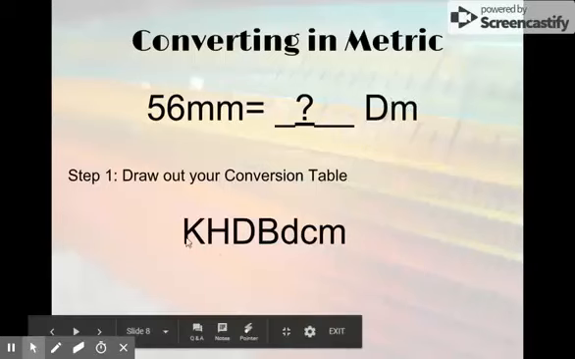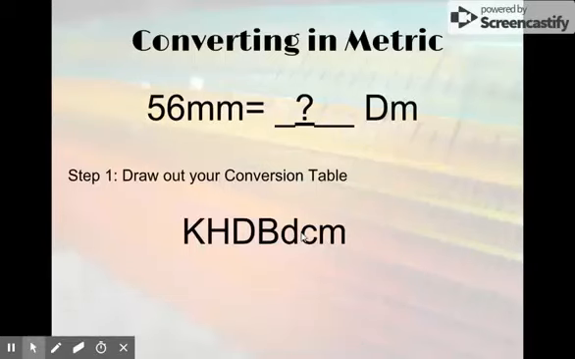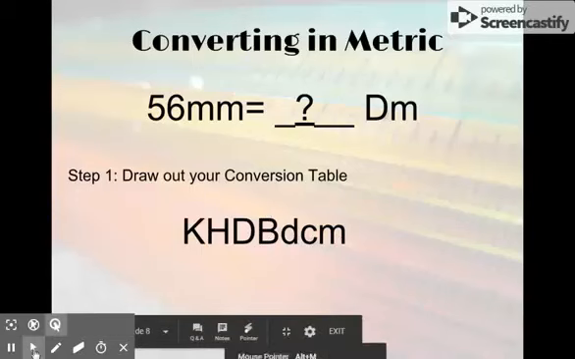So our first step is we're going to draw out our conversion table. So go ahead and do this in the space provided. King Henry died by drinking chocolate milk. Drawing out our conversion chart.